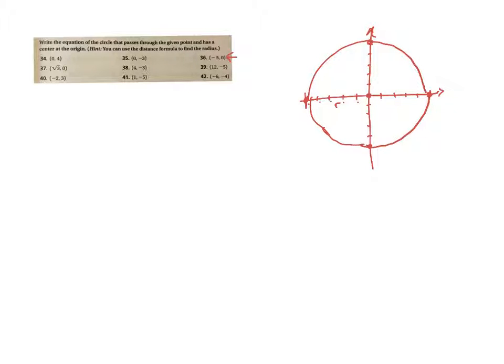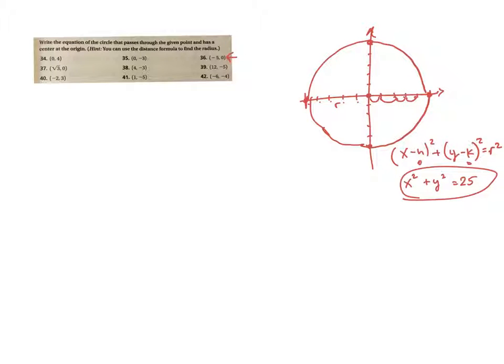And I know that my h and k have done what? Well, since I'm at the origin, h is 0, k is 0, so I have x squared plus y squared is equal to r squared, and r we said is 1, 2, 3, 4, 5. 5 squared, or 25. So there is my equation for number 36.